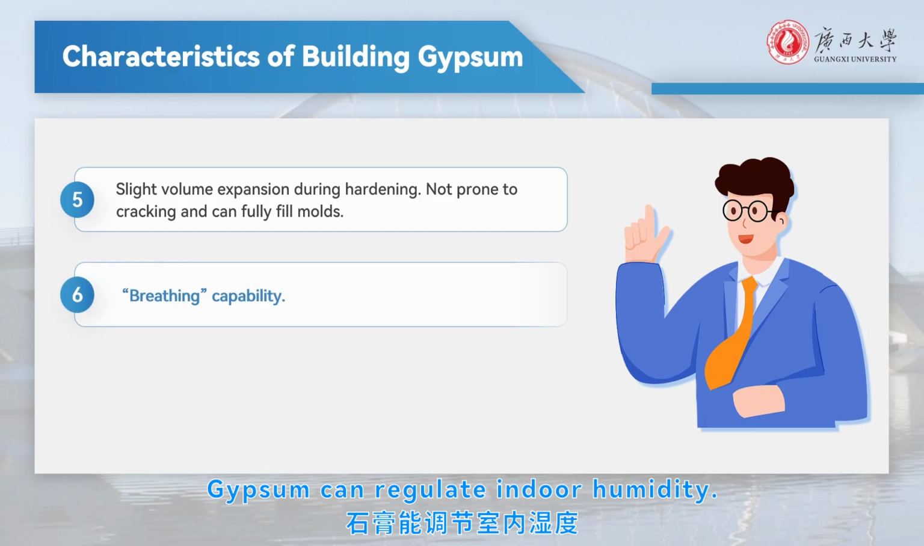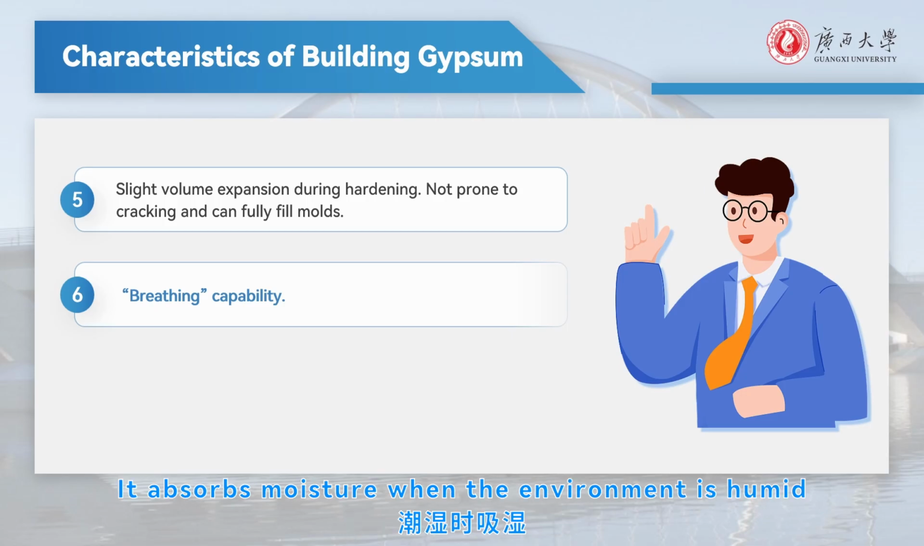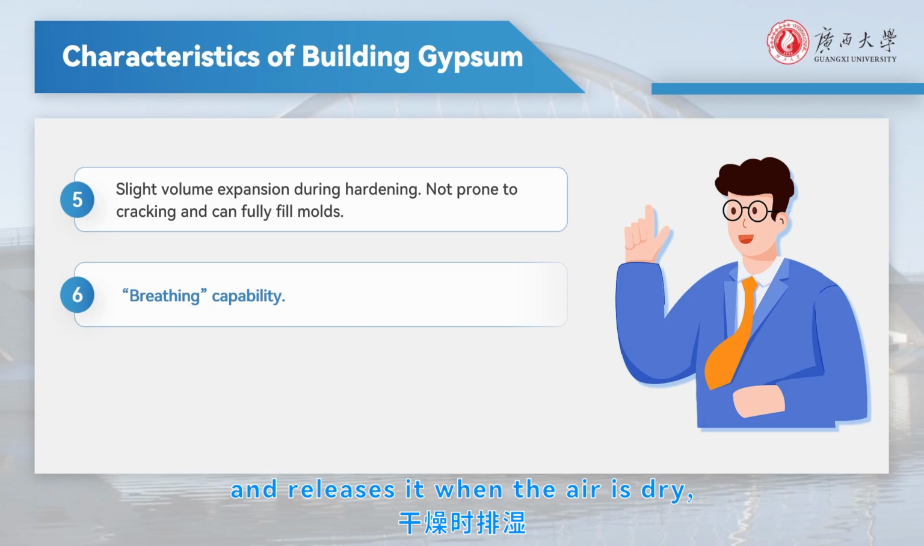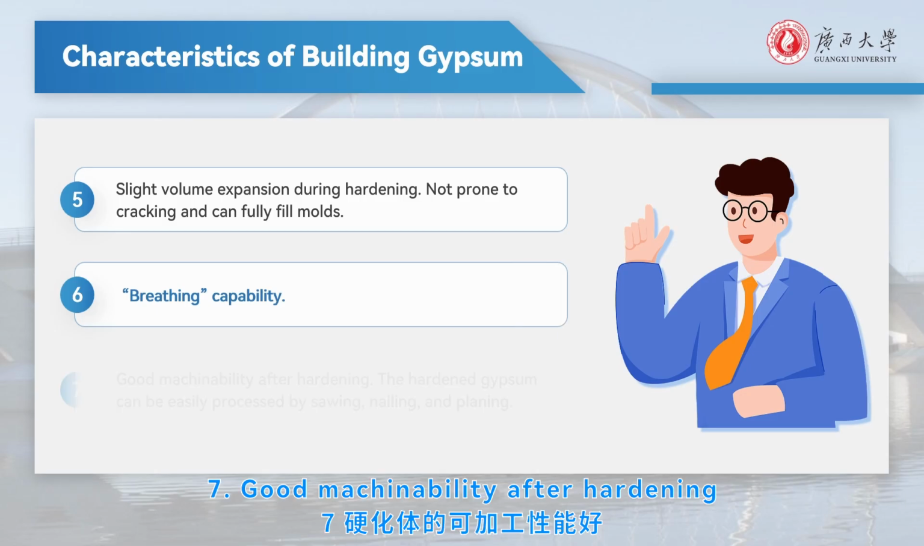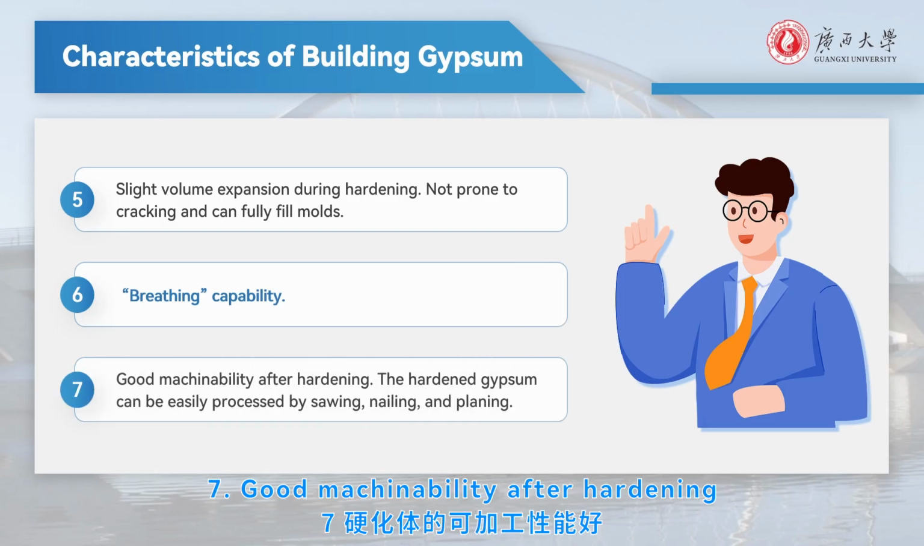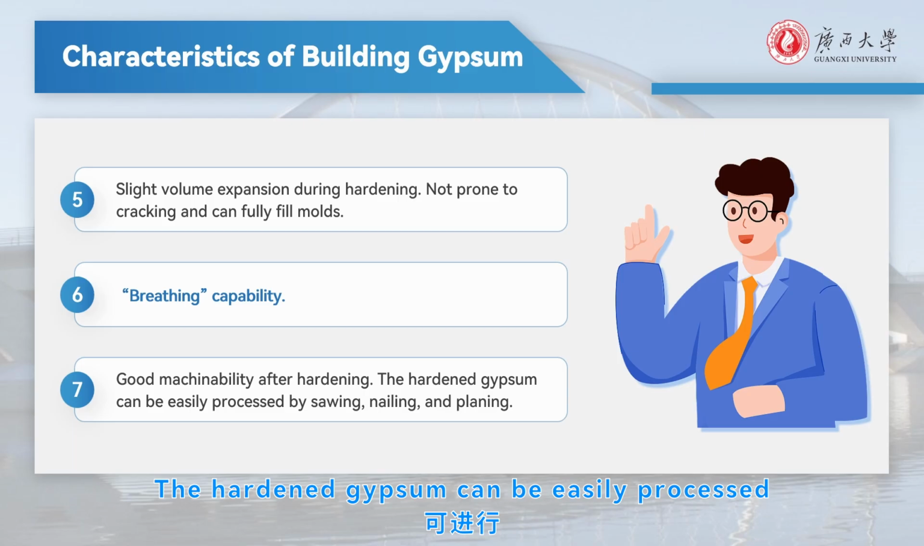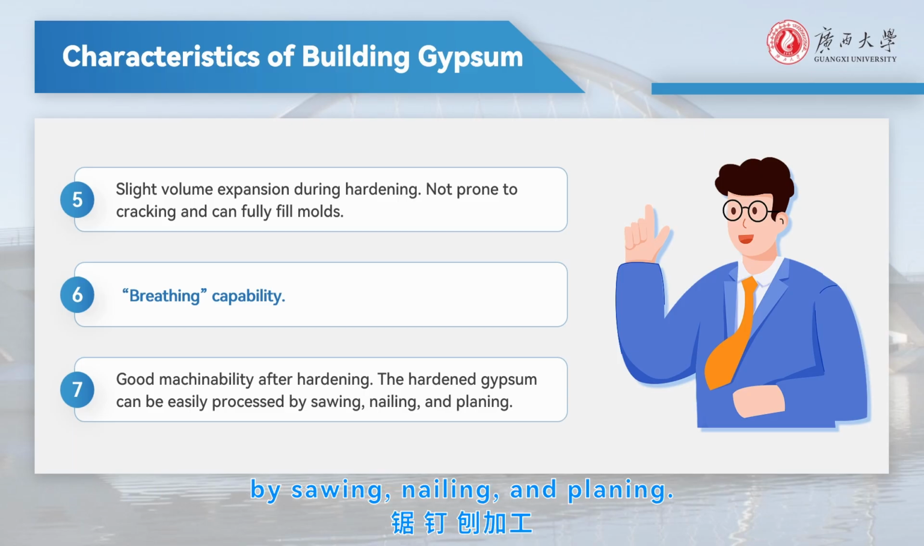6. Breathing capability. Gypsum can regulate indoor humidity. It absorbs moisture when the environment is humid and releases it when the air is dry, helping maintain a more comfortable indoor environment. 7. Good machinability after hardening. The hardened gypsum can be easily processed by sawing, nailing, and planing.